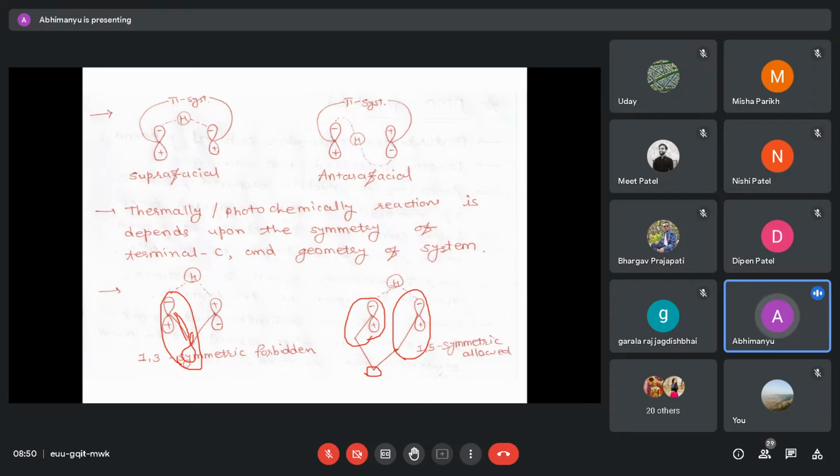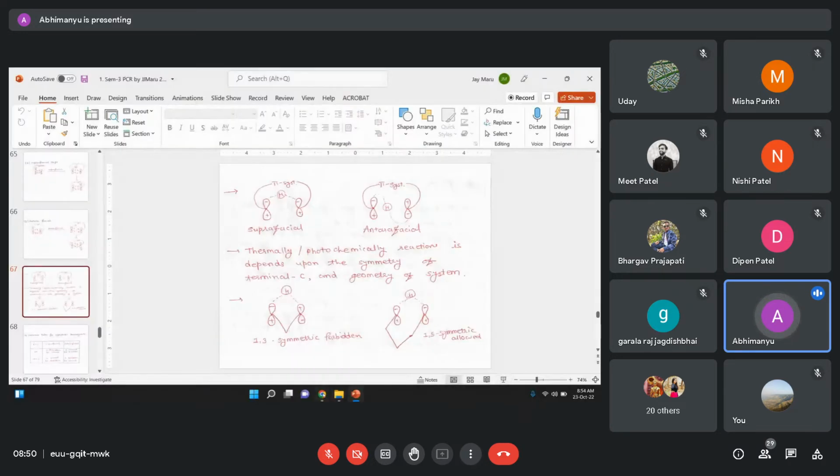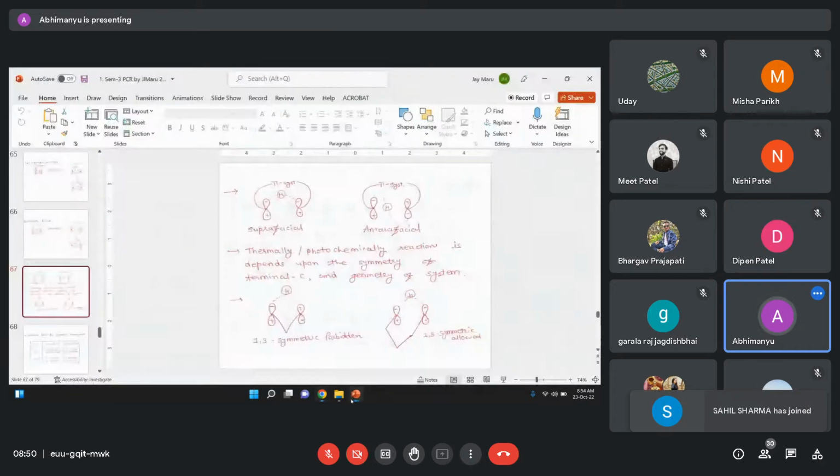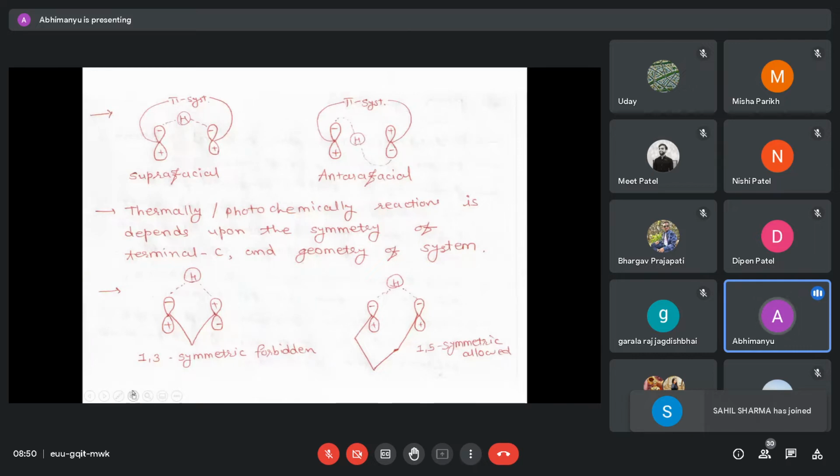As per the 1,5 shifting, same side shifting is possible. Same side shifting is allowed. So 1,3 in orbital symmetry is symmetric forbidden.